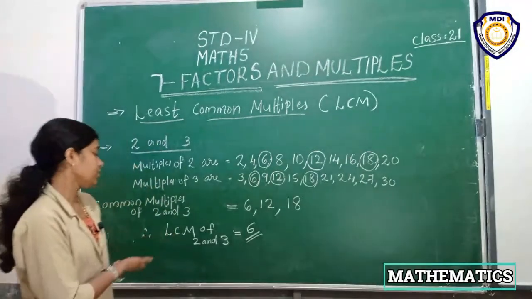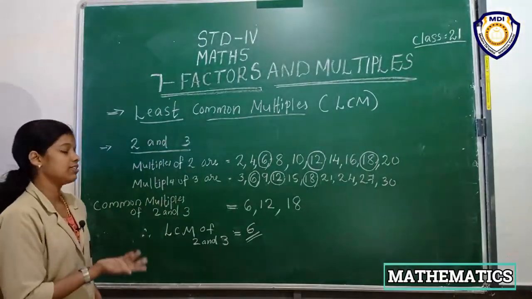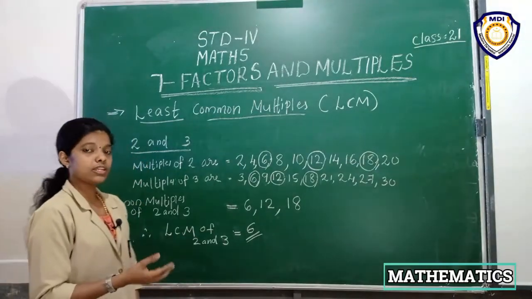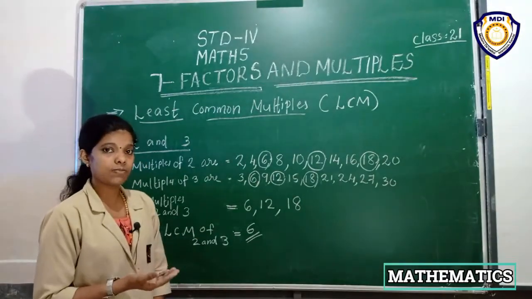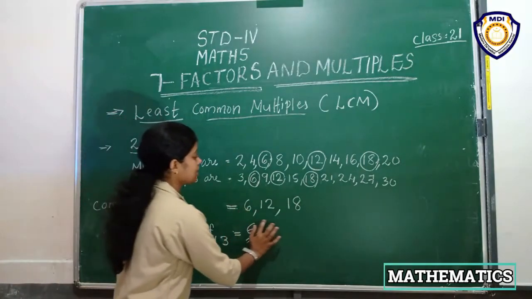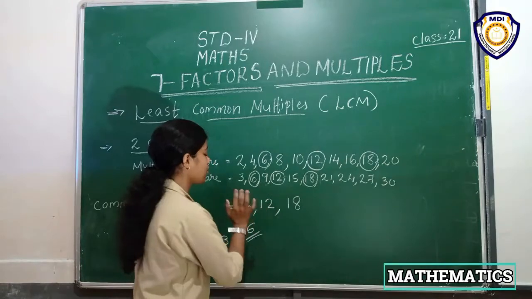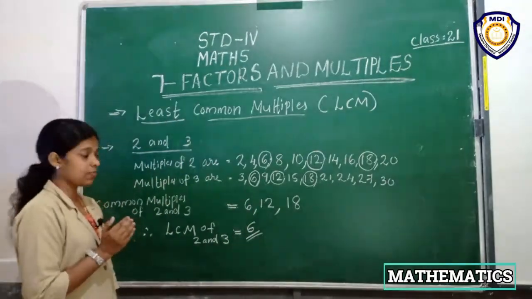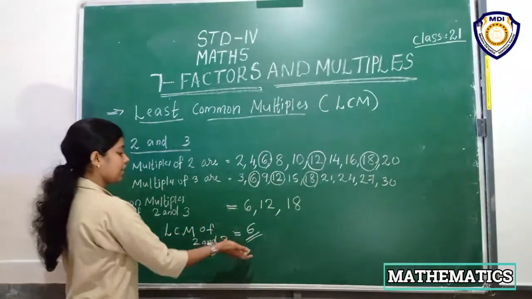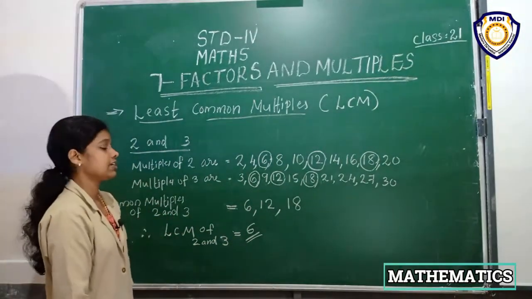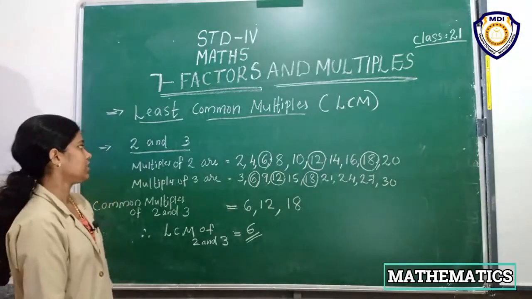Then we want to find out the LCM of 2 and 3. That's least common multiple. Least means smaller number. Okay, all of you listen here. Among these numbers, which number is the smallest number? 6 is the smallest number. Answer is 6. LCM of 2 and 3 is 6. Okay, write it in your note.